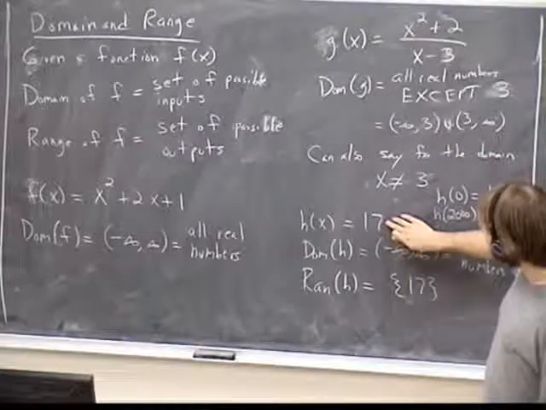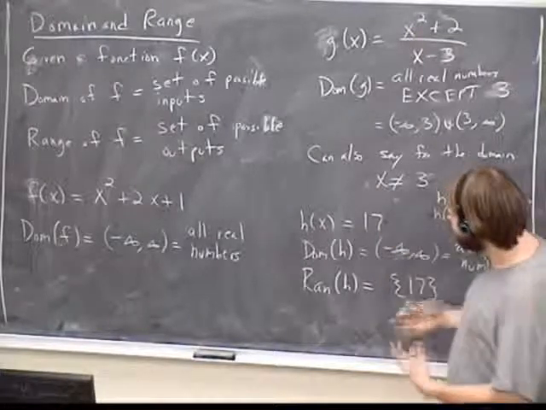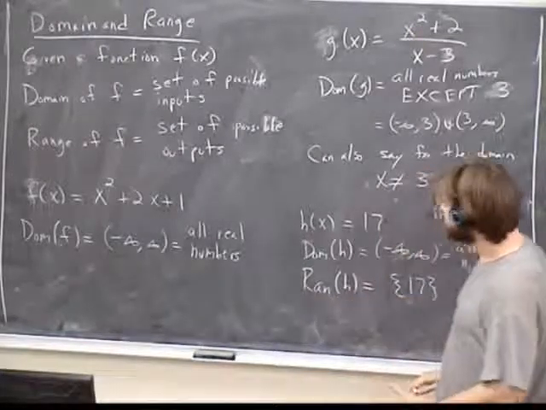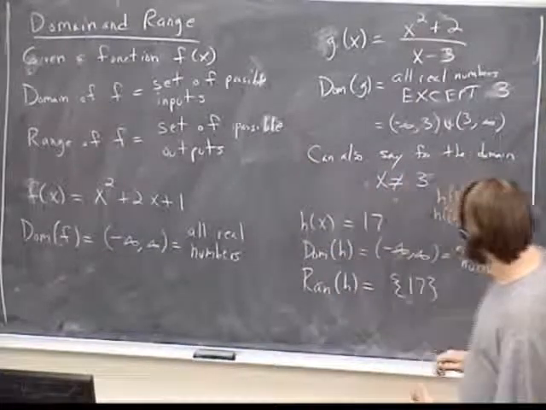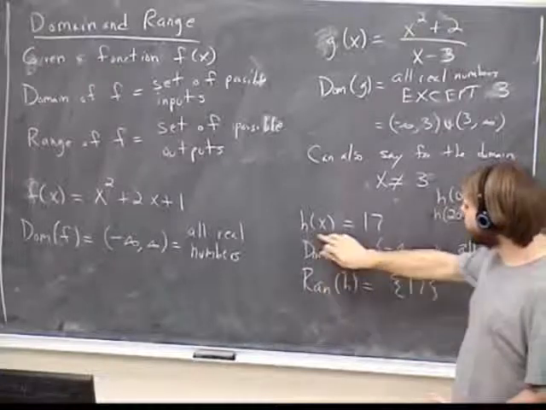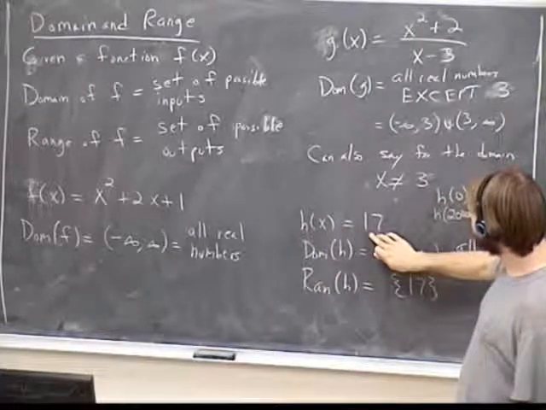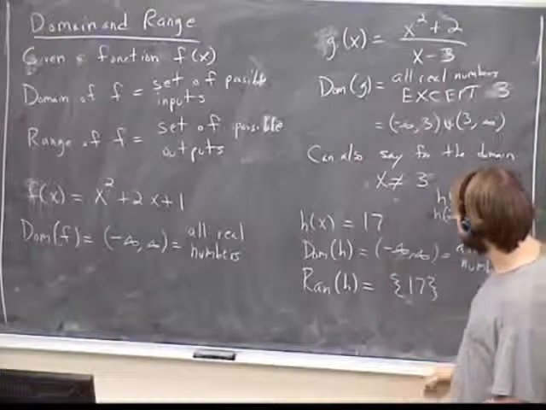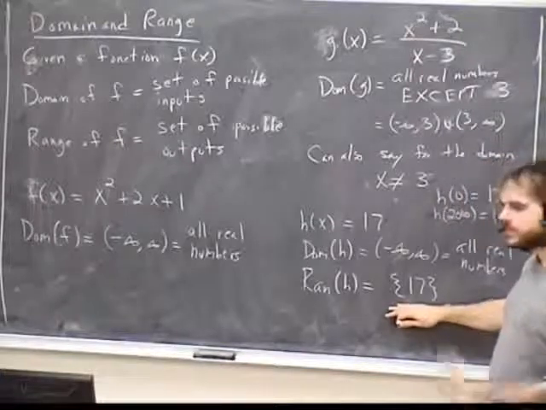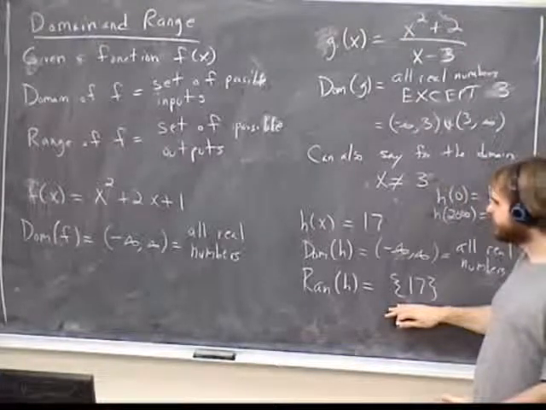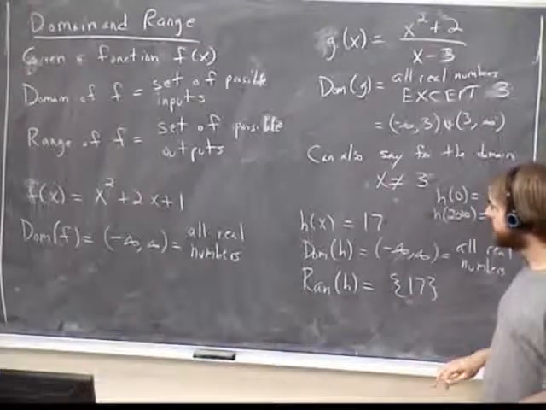Now, this function, because it's very simple, we can actually determine the range of h. The range, remember, is the set of possible outputs. And here we see that no matter what we plug into h, it gives us back 17. So the range, the set of possible outputs, is simply 17. That's the only possible output. So this is one case where we can actually determine the range of the function, because it's a very simple function.